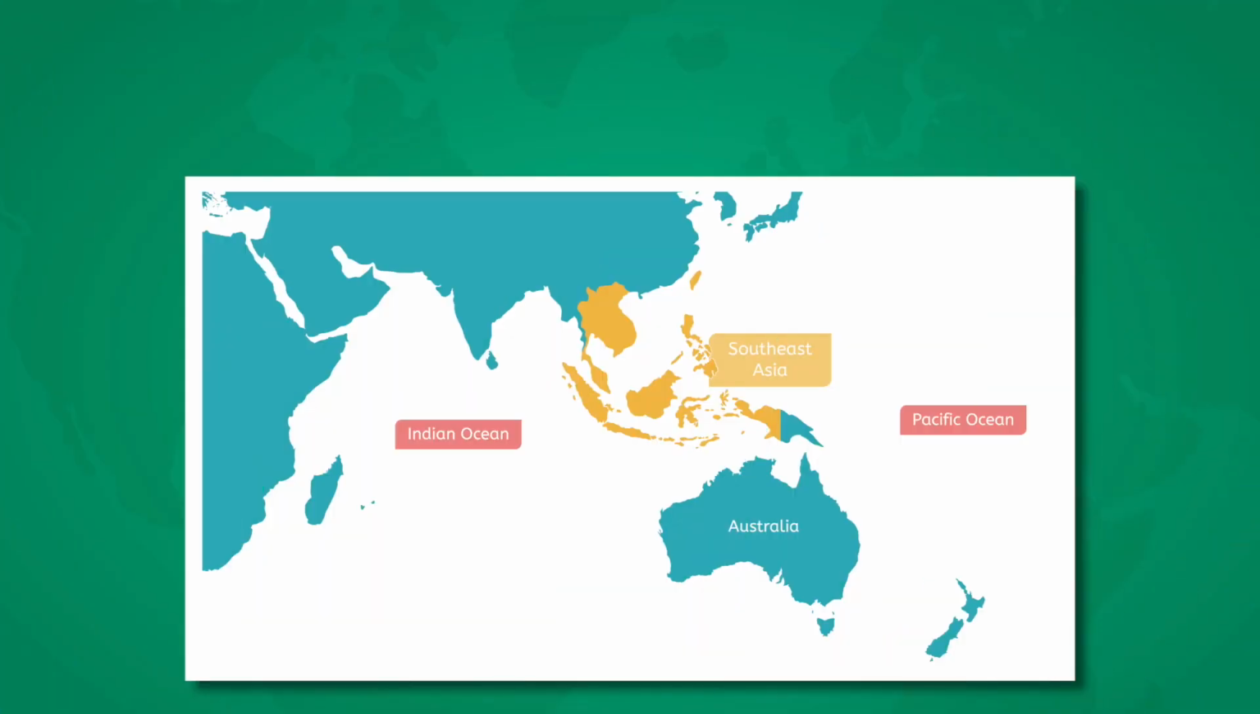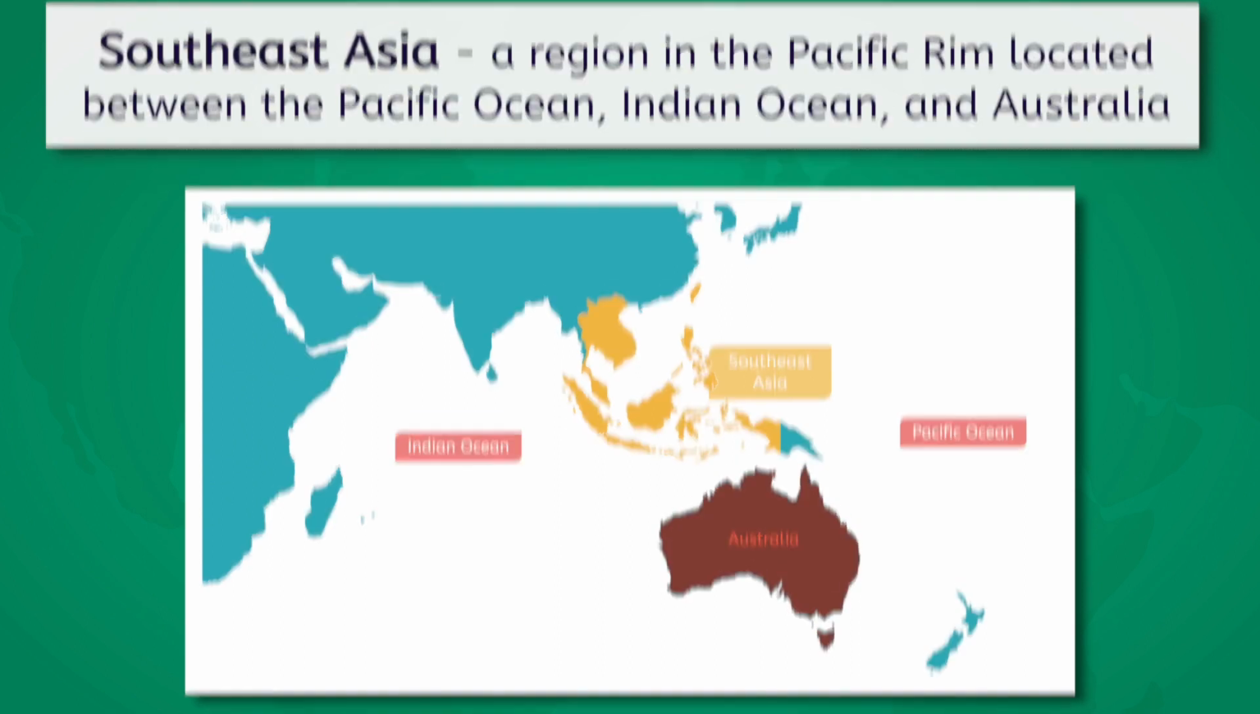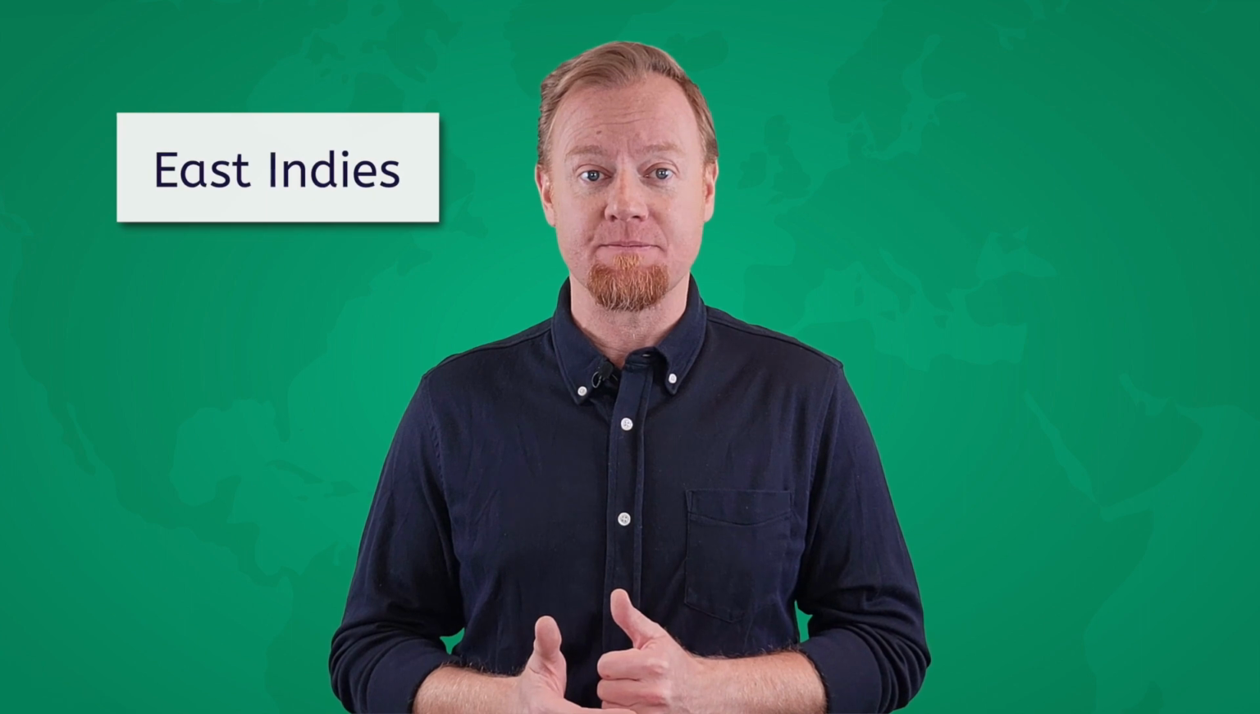We're going to start today's lesson in Southeast Asia, the region in the Pacific Rim located between the Pacific Ocean, Indian Ocean, and Australia. Coveted by Western powers for its strategic location and resources, it was also referred to by Europeans as the East Indies.